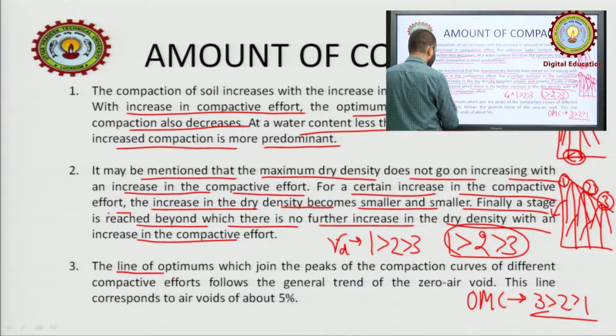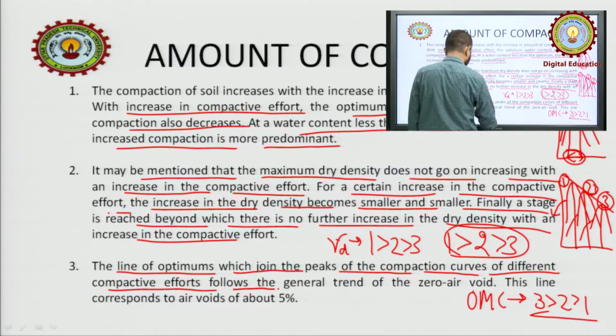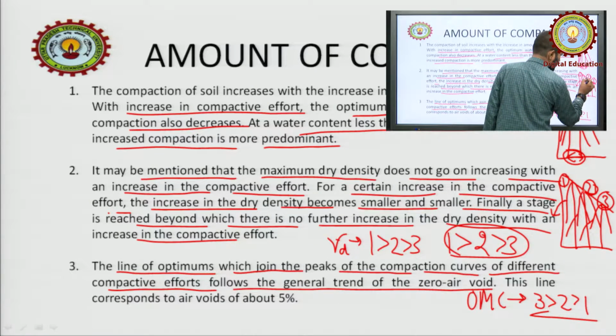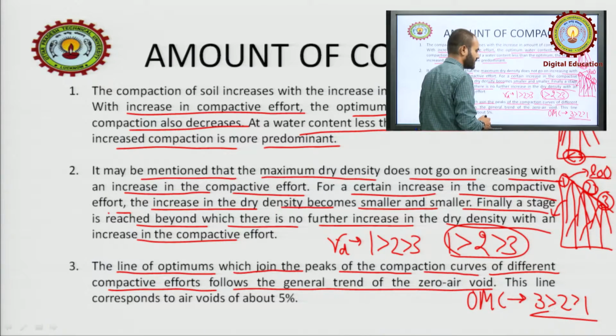Then the line of optimums, which joins the peaks of the compaction curves of different compactive effort, follows the general trend of the zero air void line. This is the line of optimum. It is joining all the OMC and MDD points, meaning the highest points. This is known as the line of optimum. This one, line of optimums. Okay. This is the line of optimum.